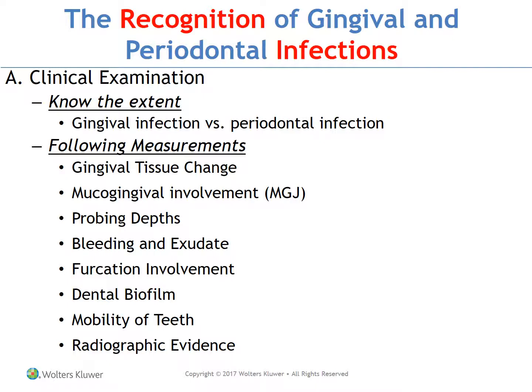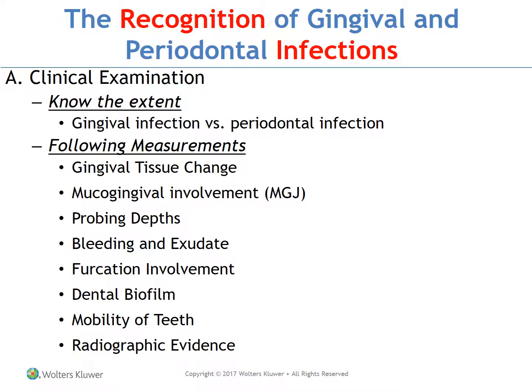Okay, clinical examination, know the extent. Gingival infection versus periodontal infection. Gingival infection is reversible, periodontal isn't. Periodontal indicates permanent damage. Okay, so you can't grow the bone back, permanent damage without surgical means. Okay, so permanent damage would include bone loss, would include attachment loss, but gingival infections or gingivitis is just going to be the inflammation of the gingiva.